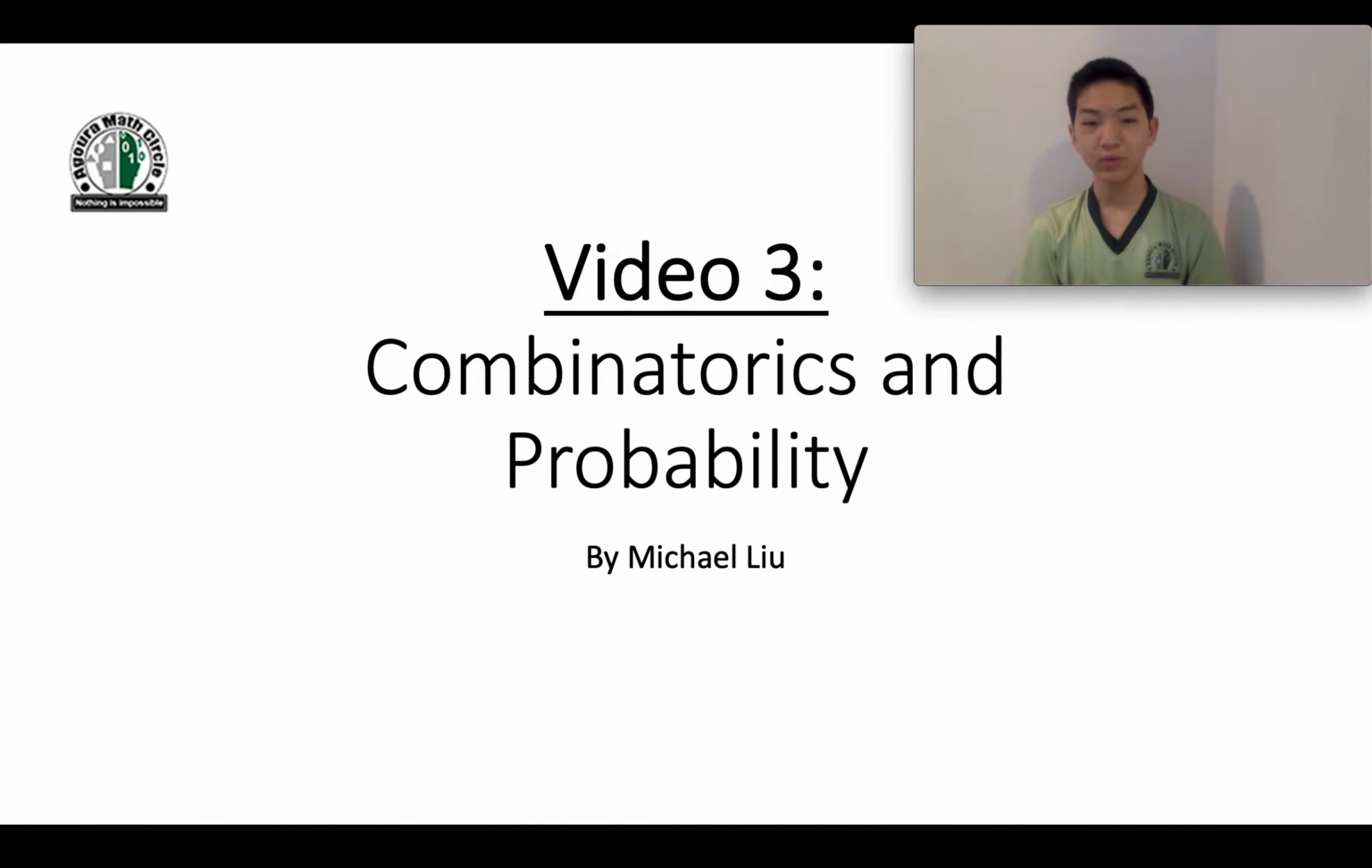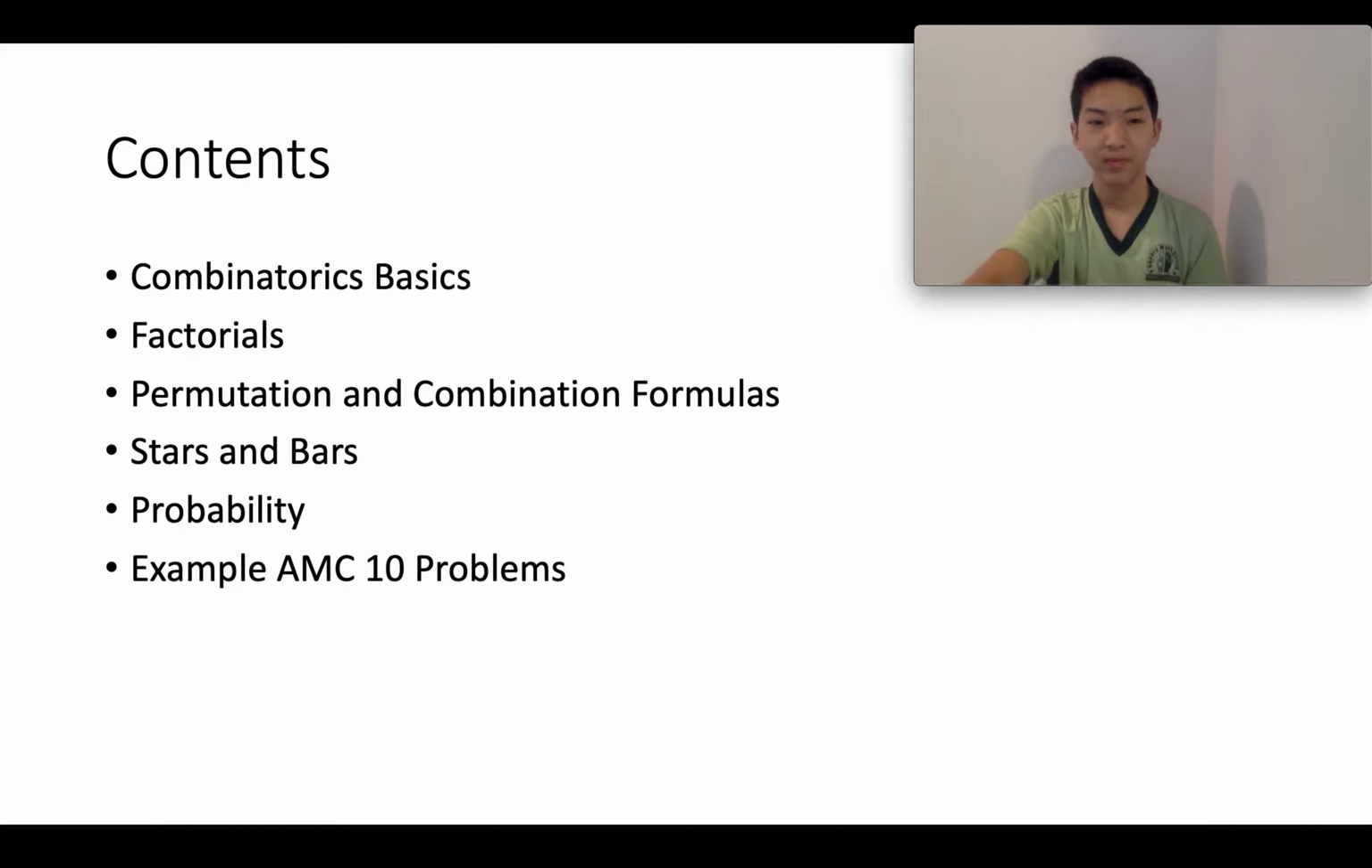In this video, we will be going over combinatorics and probability. Specifically, we will start with going over the basics of combinatorics, then factorials, and then the permutation and combination formulas. After that, we'll be going over stars and bars, probability, and finally, we'll go over a few example AMC 10 problems.